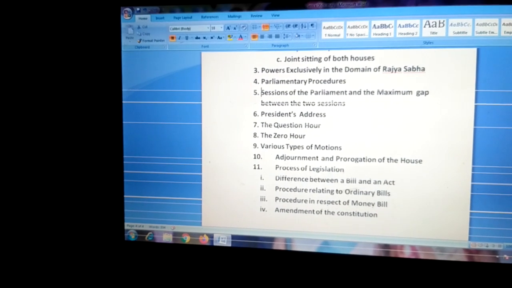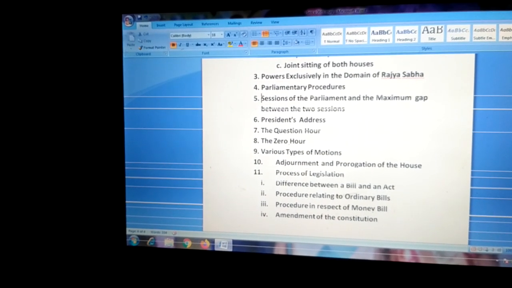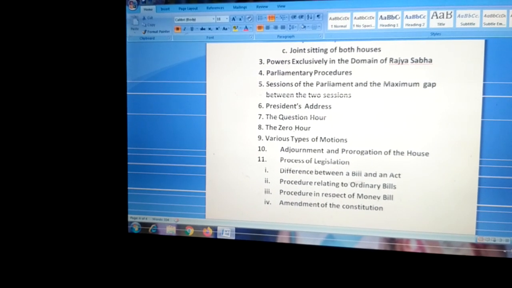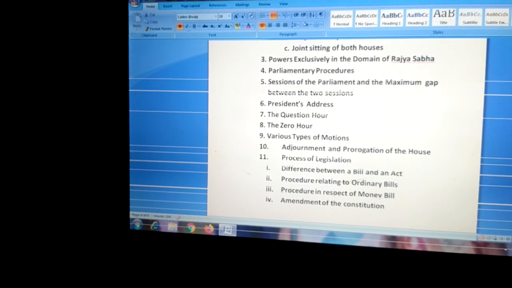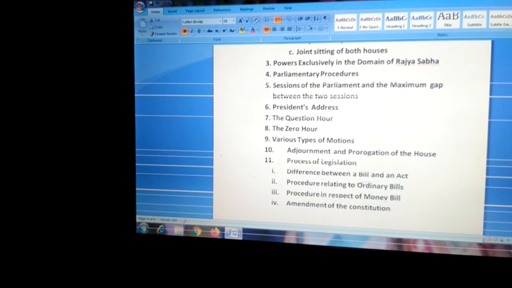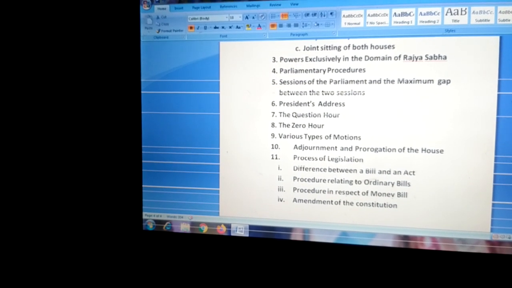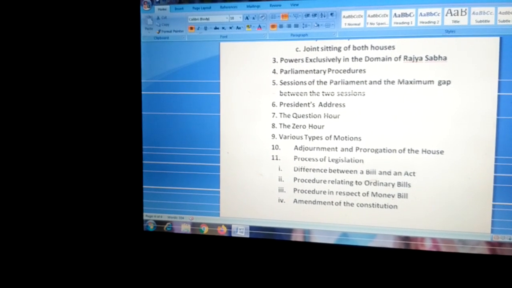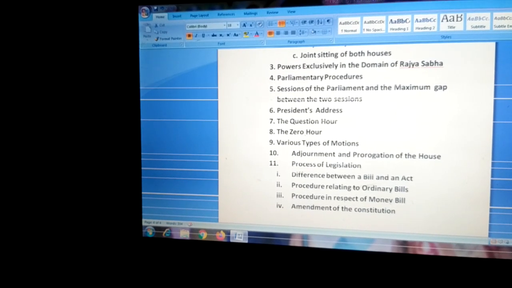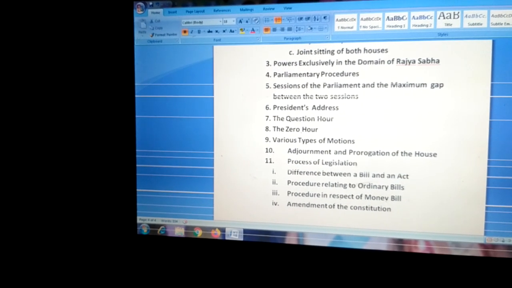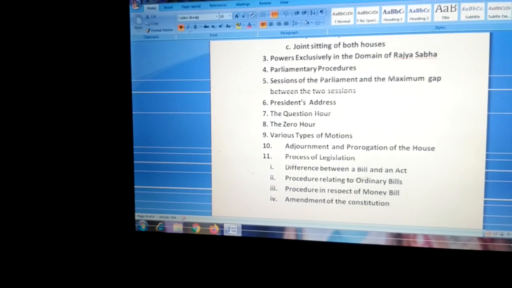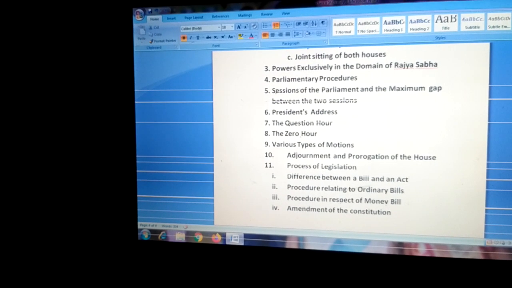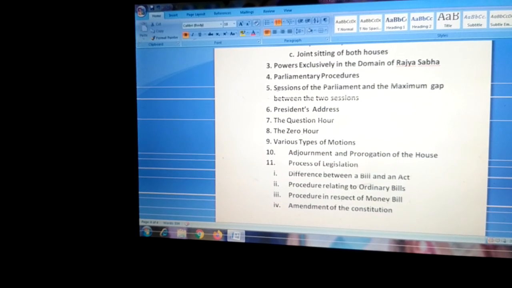And bills may either be money bill or ordinary bill. Procedure relating to ordinary bill. Two houses have been placed on equal footing. Ordinary bill may originate in either house of parliament, but if the bill passed by the one house is amended by the other house, at that time it goes back to the house where it originated. Clear?